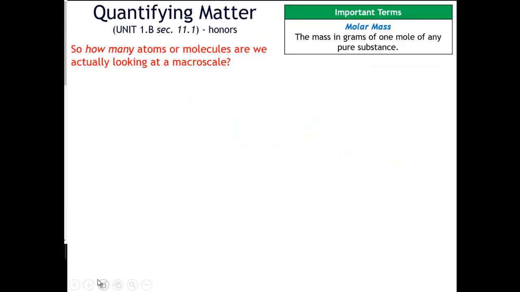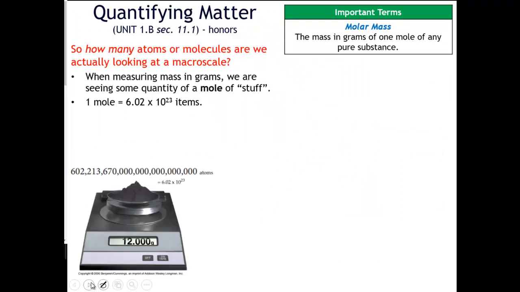Let's continue on. How many atoms are we actually looking at when we're looking at stuff at a macro scale, in grams? Well, we're looking at some degree of a mole. I'm saying some degree because we don't know exactly, but we're talking about up to a mole. And a mole is equal to this much stuff, which I just showed you. So we want to measure a mole, and anytime we use grams, we're talking about some degree of a mole.